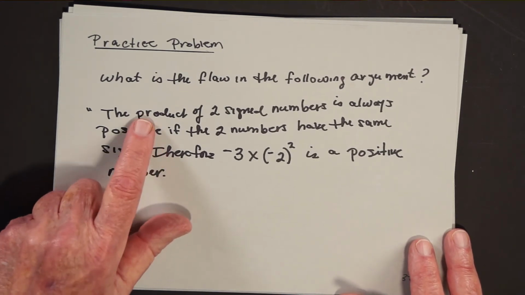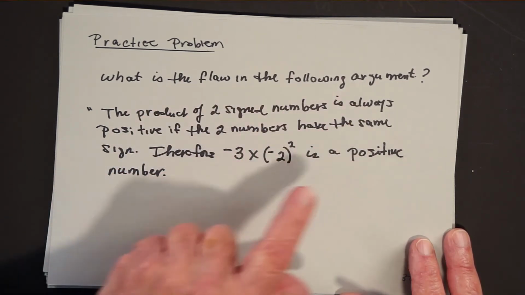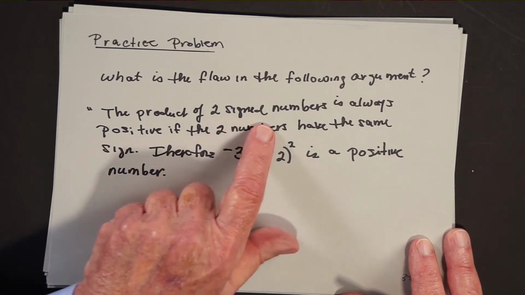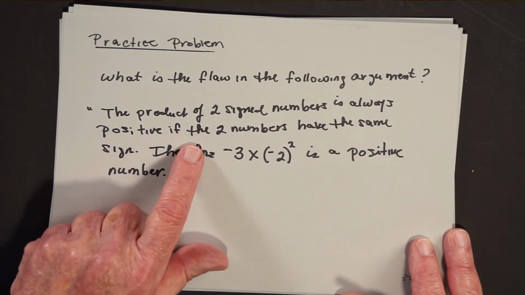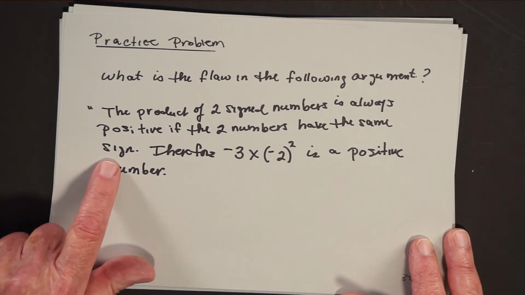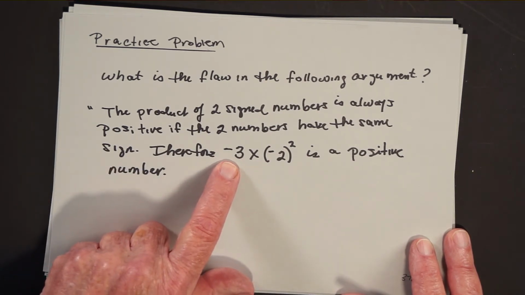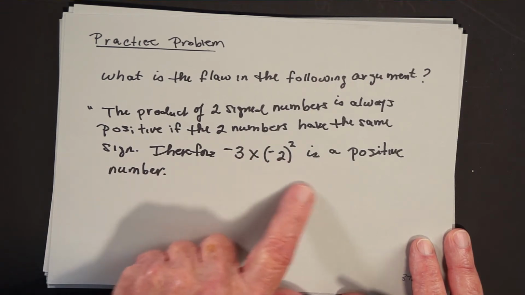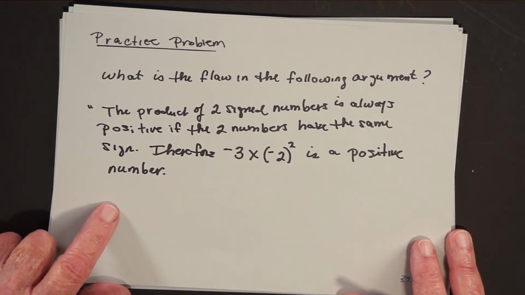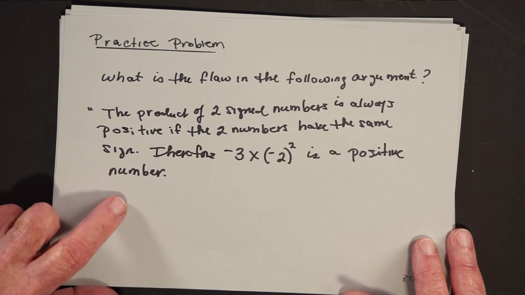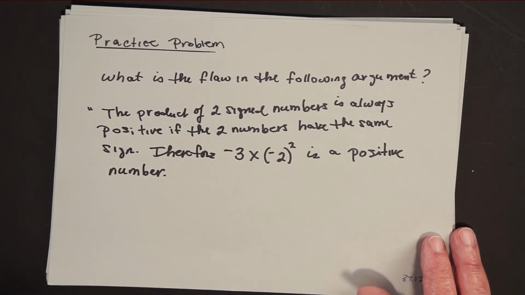And the practice problem is, what is the flaw in the following argument? The product of two signed numbers is always positive if the two numbers have the same sign. Well, here's a negative sign, here's a negative sign. Therefore, -3 times -2 squared is a positive number. What is the flaw in this argument, okay? Pause the video, and when you're ready, come back and watch my solution.